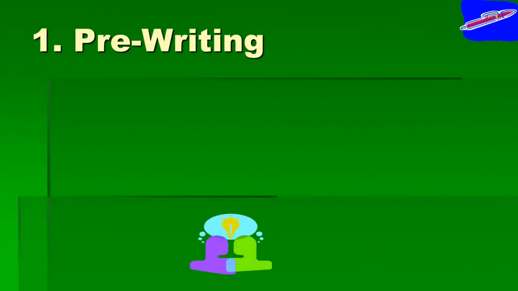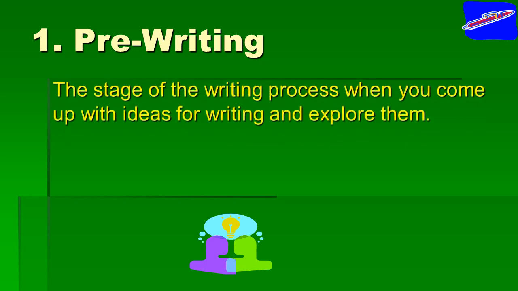The first stage of the writing process is called pre-writing. The prefix pre, when you put it in front of a word, means before. Therefore, pre-writing is all of the things that you do before writing. Pre-writing is defined as the stage of the writing process when you come up with ideas for writing and explore them. As a part of the pre-writing process, you can do one or all of the following things.